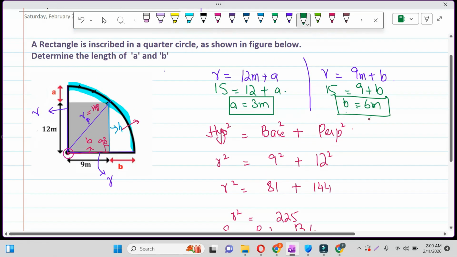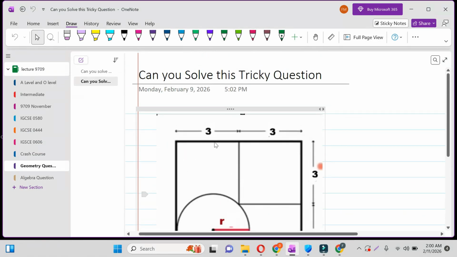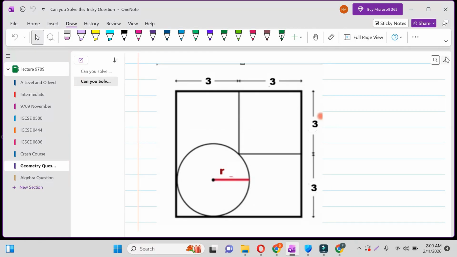I hope you enjoyed this question, and next time we will solve another question. Okay, we need to find the value of the radius in this case. I will suggest you take a picture and try to solve it by yourself first. Thank you very much for watching my videos.